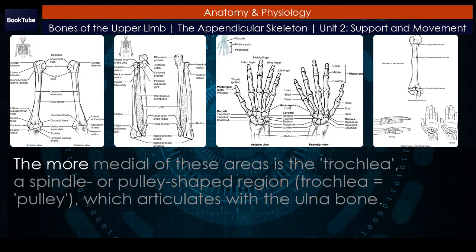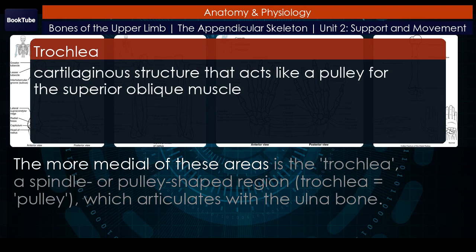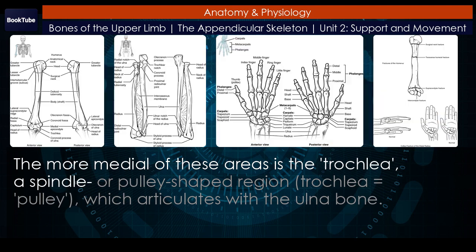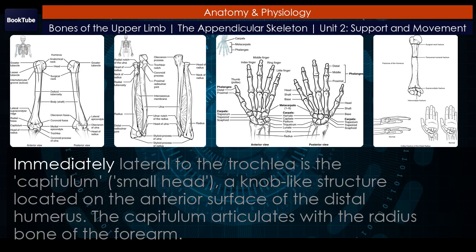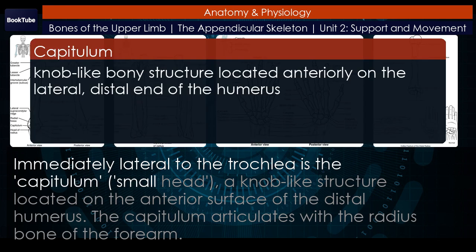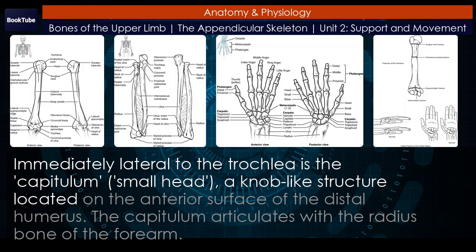The more medial of these areas is the trochlea, a spindle or pulley-shaped region. Trochlea equals pulley, which articulates with the ulna bone. Immediately lateral to the trochlea is the capitulum, small head, a knob-like structure located on the anterior surface of the distal humerus. The capitulum articulates with the radius bone of the forearm.